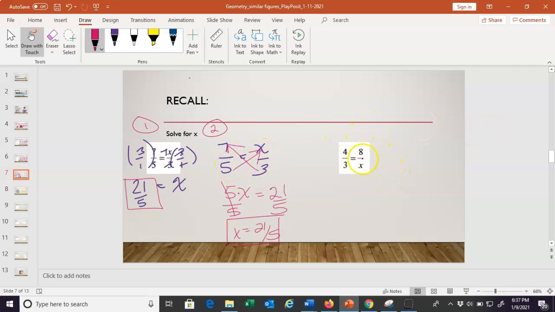So let's try this example, and I'm just going to do cross multiplication. You can do that when you have two ratios set equal to each other. This is one way to solve a proportion. So 8 times 3 equals x times 4, or 4 times x. So we end up with 24 equals 4x, and then we'll just divide both sides by 4.